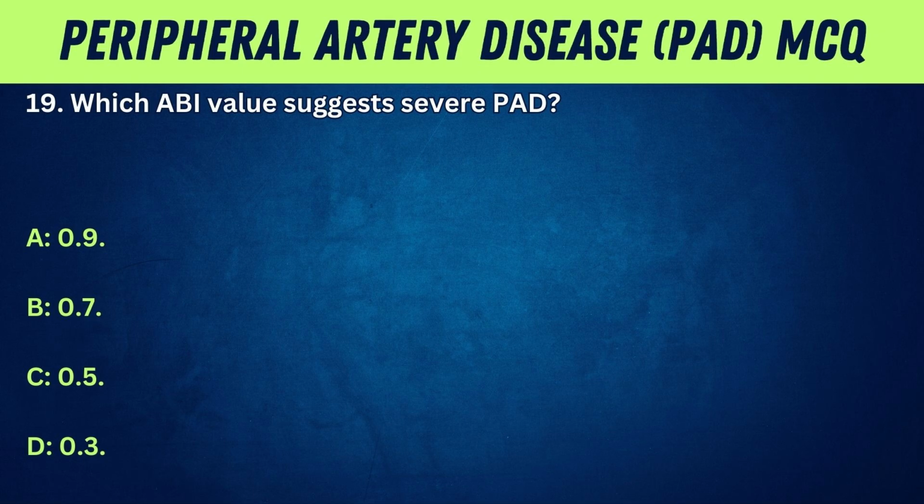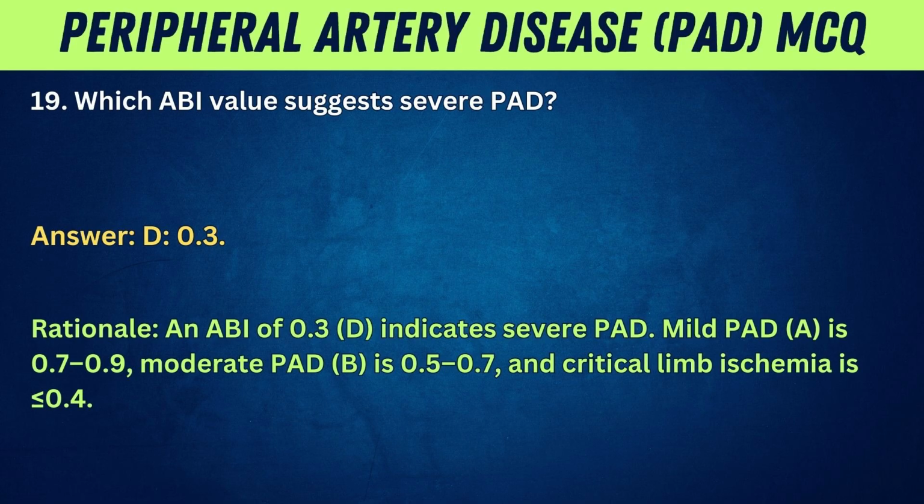19. Which ABI value suggests severe PAD? A. 0.9. B. 0.7. C. 0.5. D. 0.3. Answer: D. 0.3. Rationale: An ABI of 0.3, D, indicates severe PAD. Mild PAD, A, is 0.7 to 0.9, moderate PAD, B, is 0.5 to 0.7, and critical limb ischemia is less than or equal to 0.4.